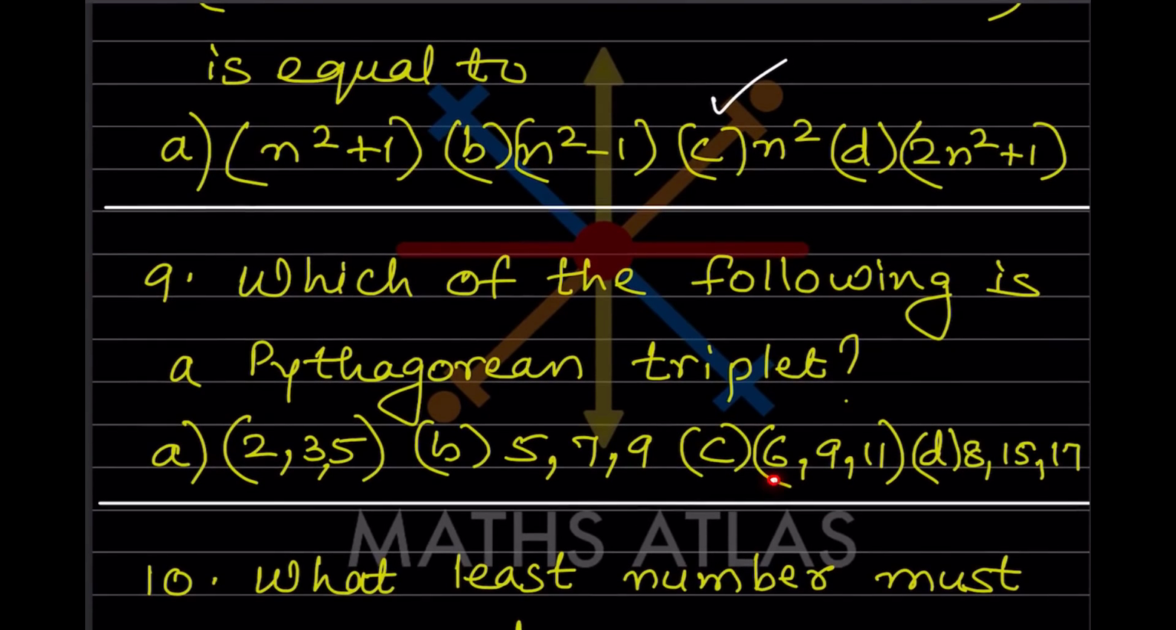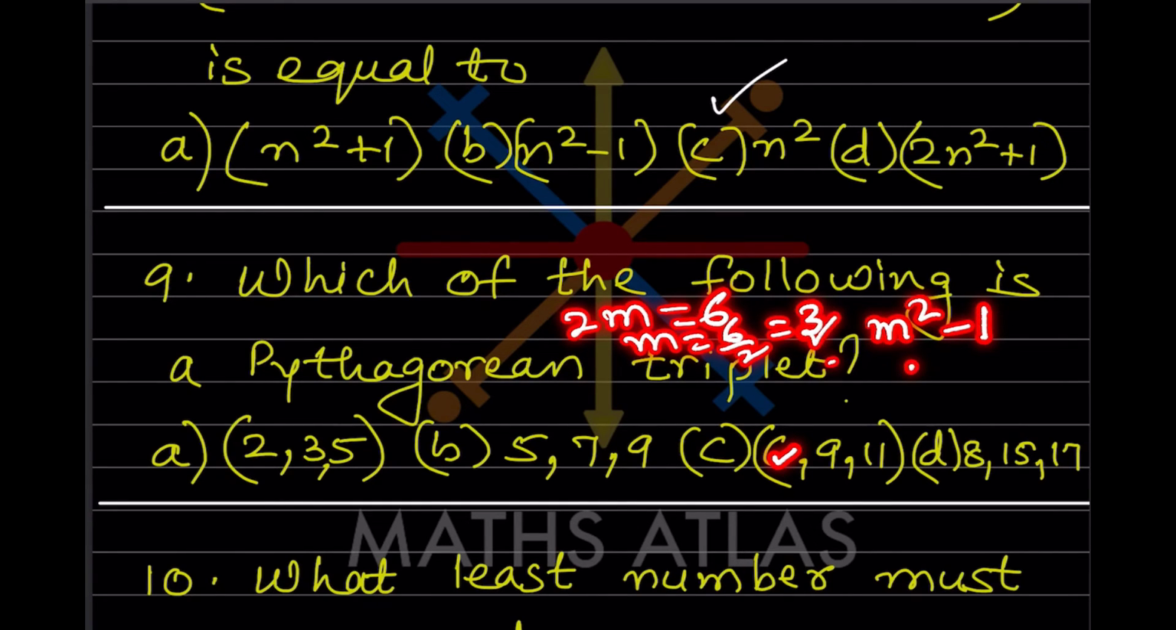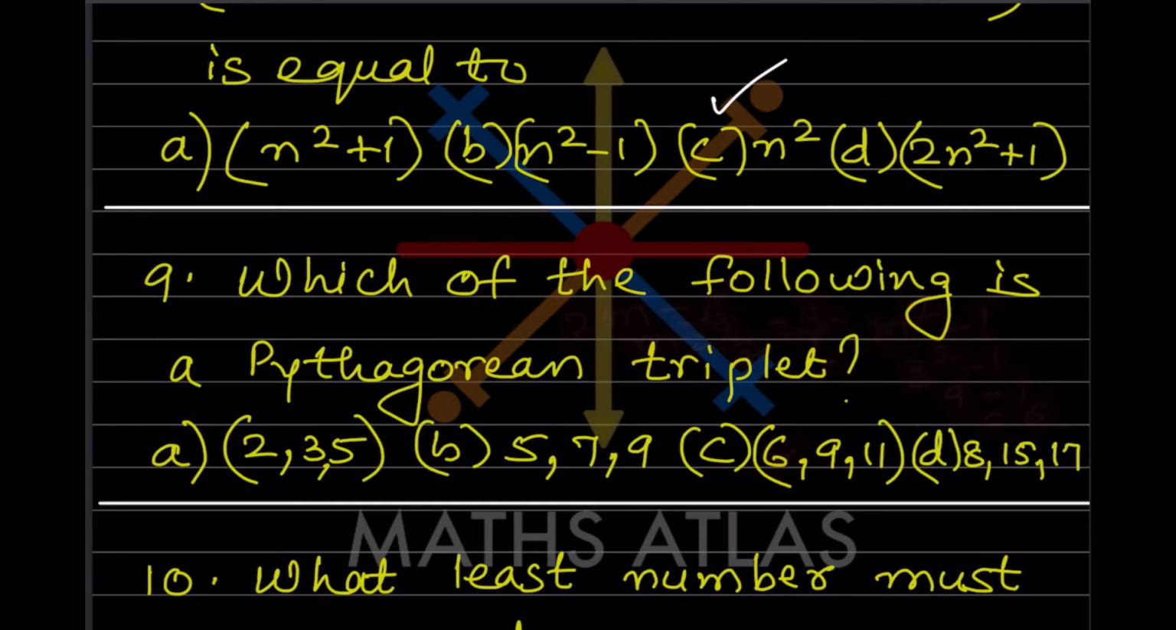Now again, if you consider this option, here 2m is going to be 6. So m is going to be 6 divided by 2, that is 3. Now we have m square minus 1. We got m as 3, so 3 square minus 1, that will be 9 minus 1, that is 8. Here we don't have 8. So this cannot be the option.